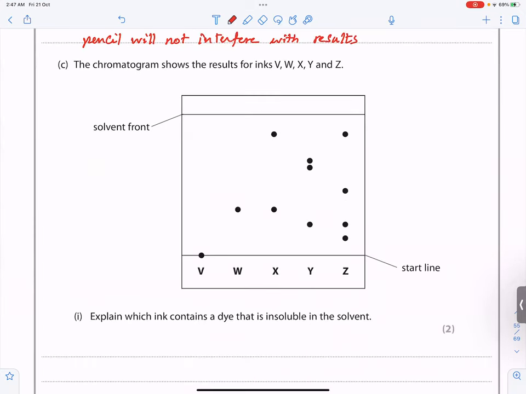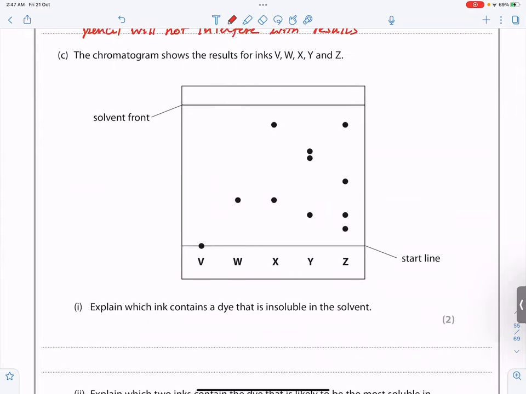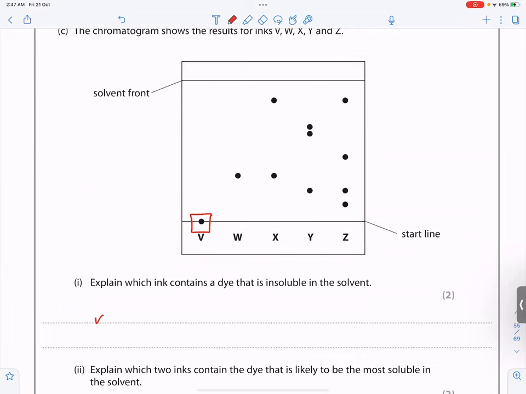Question C, the chromatogram showed the results for ink V, W, X, Y, and Z. Explain which ink contain a dye that is insoluble in solvent. طبعا واضح ان V stayed on baseline وده معناها ان هي عندها dye insoluble in solvent. يبقى V لان هي it stayed on the baseline. On the baseline or starting line زي ما هو كده.